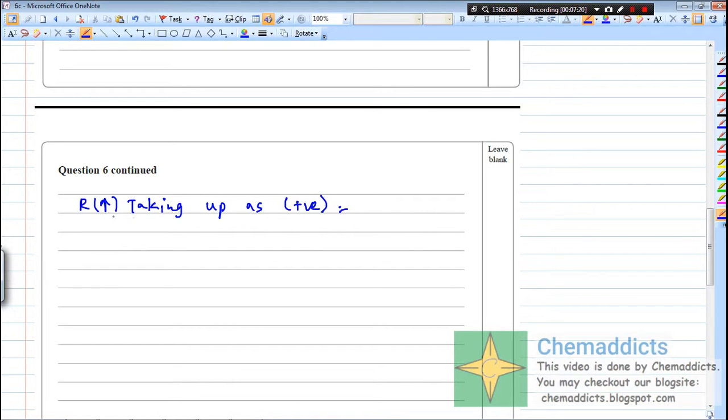Since there are two directions in the vertical direction, one is up and another one is down, so we should consider one direction as positive. Here we have chosen up as the positive direction. You might choose down as negative direction, it's up to you.